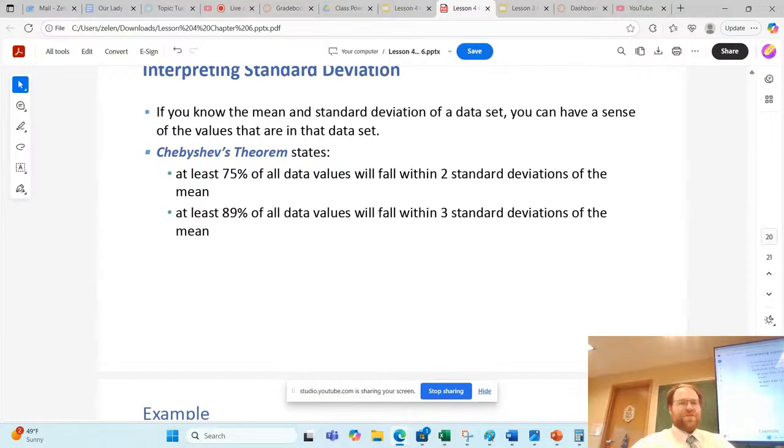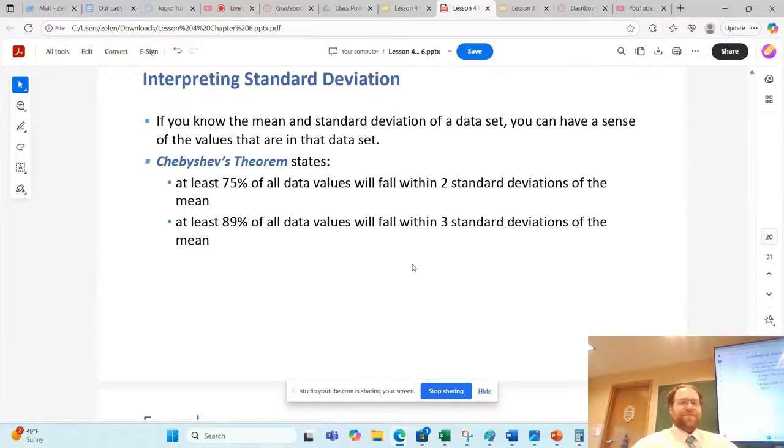Okay, there is a way to interpret standard deviation. A person by the name of Chebyshev has a theorem. At least 75% of data values will fall within 2 standard deviations of the mean. And at least 89% of all data values will fall within 3 standard deviations of the mean.